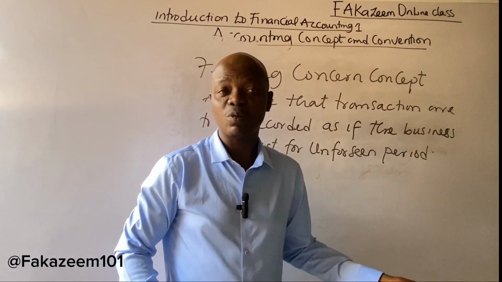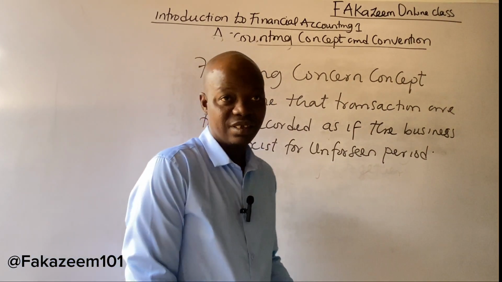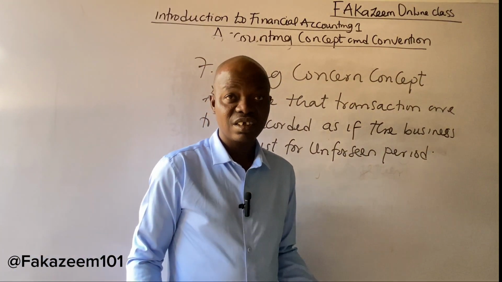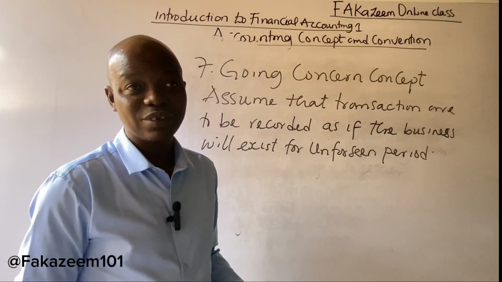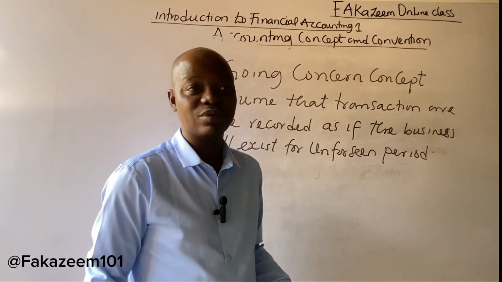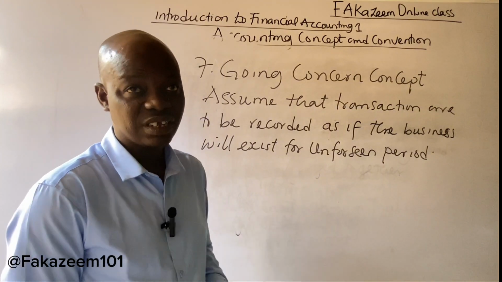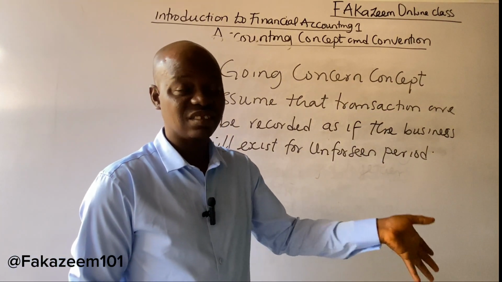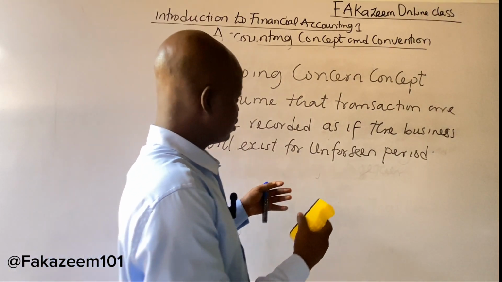We all know that even some businesses that were established yesterday have folded up today. Some businesses only exist for 4 days. Even some businesses only exist with a company name, and after the company name, you will not see the company doing anything. Meaning it's an assumption that accountants should always see the entity they are working for as an entity that will exist for an unforeseen period.